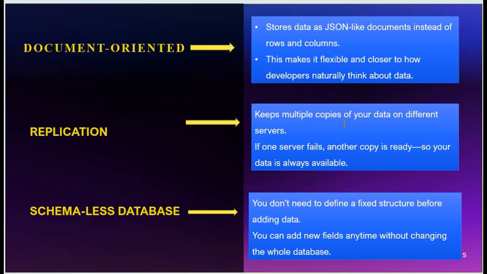So coming to the replication, it keeps copies of data on different servers. This helps to protect data from loss. If one server fails, another will work. Data is always available, and it improves the reliability of the system.